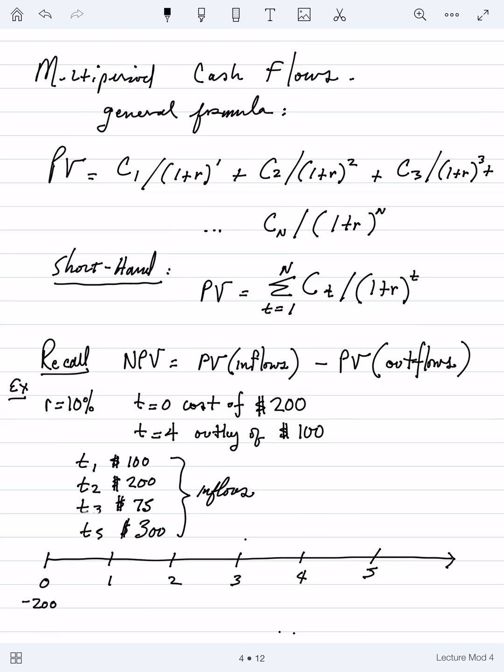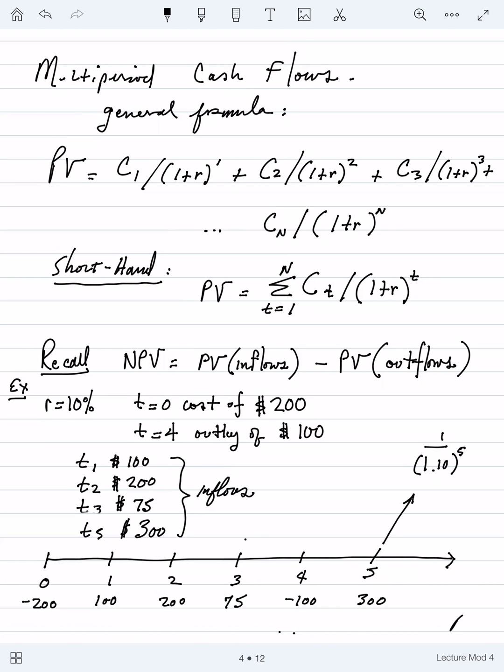In time period 1, we got plus 100. Time period 2, plus 200. Time period 3, 75. Time period 4, I invested another 100 in this project. Time period 5, I get 300. At a 10% discount rate, I will have to discount each flow and use the time period indicator. So for instance, if it was time period 5, the discount factor would be 1.10 to the 5th power.